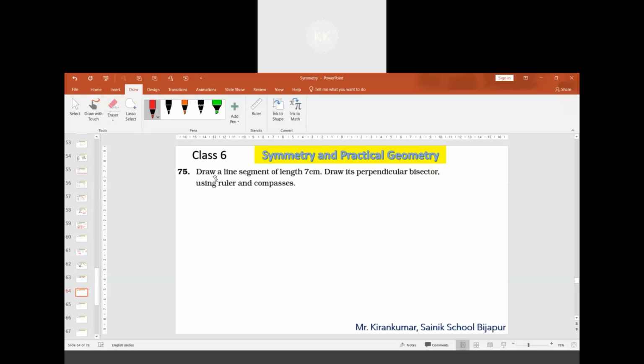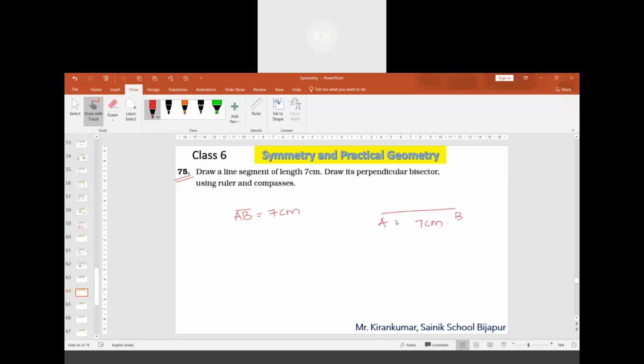Here we have to draw a line segment of length 7 centimeter and get its perpendicular bisector using compass and ruler. I will tell you what the steps involved are. I am not going to do an actual construction. The first step is we have to draw a line segment AB of length 7 centimeter. This is AB, which is 7 centimeter.